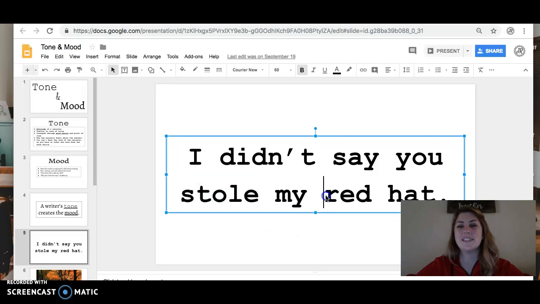And then let's just say red. Yeah, let's just emphasize red. This one's kind of fun too. And like I said, you can emphasize any of these words and change the mood. Okay, so I didn't say you stole my red hat. I said you stole my blue one. Okay, so this is kind of a fun way to see how tone and mood plays out.